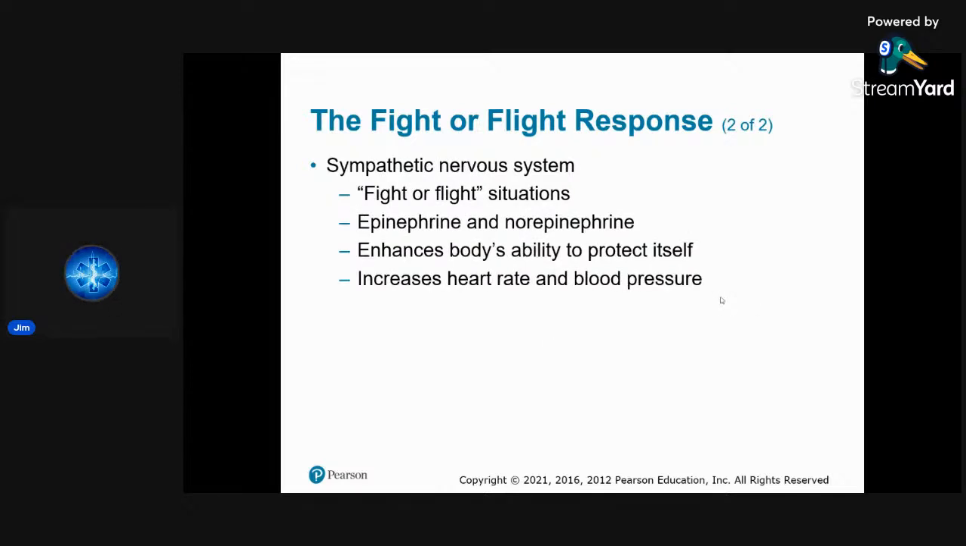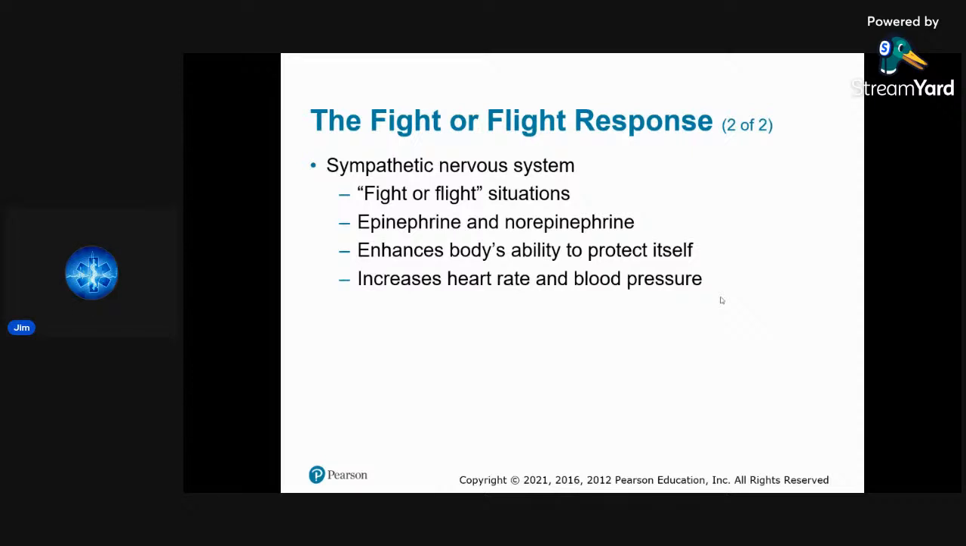On the flip side, the sympathetic nervous system is your fight or flight. This is like, for example, when you get startled or spooked, your sympathetic nervous system will kick in. Epinephrine and norepinephrine are released. These are both hormones that'll enhance the body's ability to protect itself.